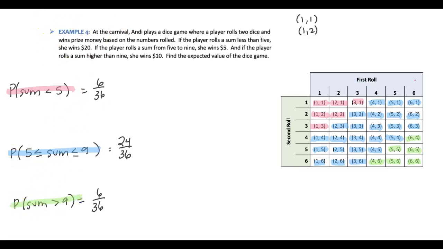Now that we have all of the probabilities, we want to know the value of each of those. So the value that Andy wins if she rolls a sum less than 5 was $20. The value for a sum between 5 and 9 was $5, and the value for a sum greater than 9 was $10.